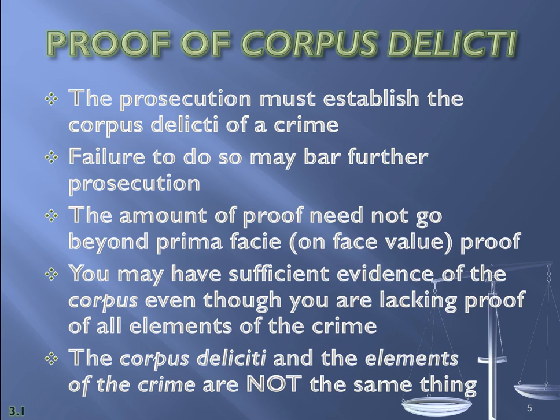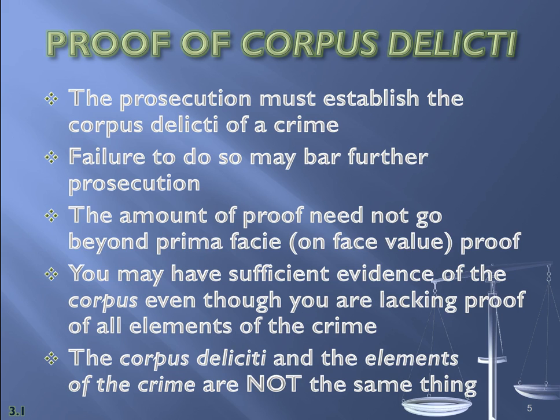Now, because the corpus is simply proof of injury, harm, or loss caused by criminal agency, the term corpus delicti is not synonymous with the elements of the crime. Okay, so here's an example. For example, the corpus delicti of all homicides is the same: death by criminal agency. Does that make sense? But the elements of first-degree murder, second-degree murder, voluntary manslaughter, and involuntary manslaughter are all different.